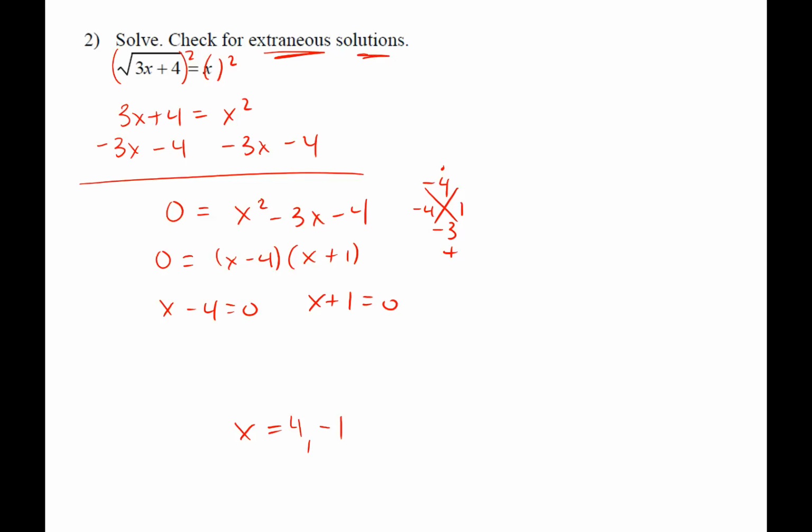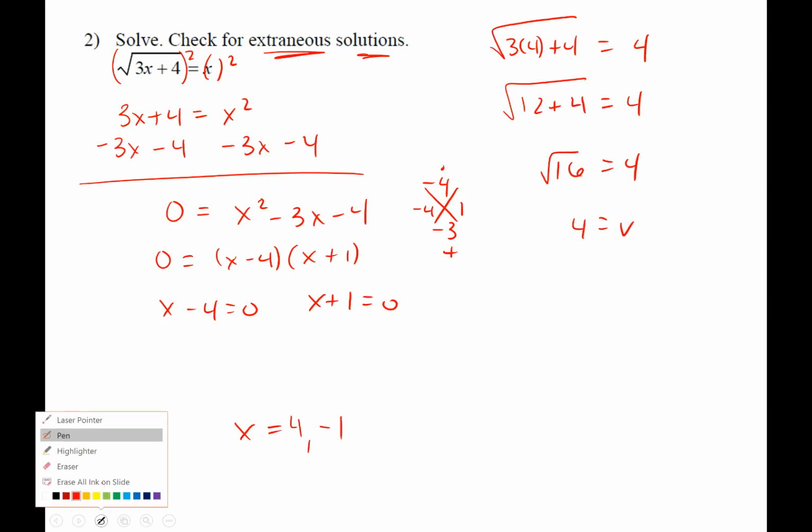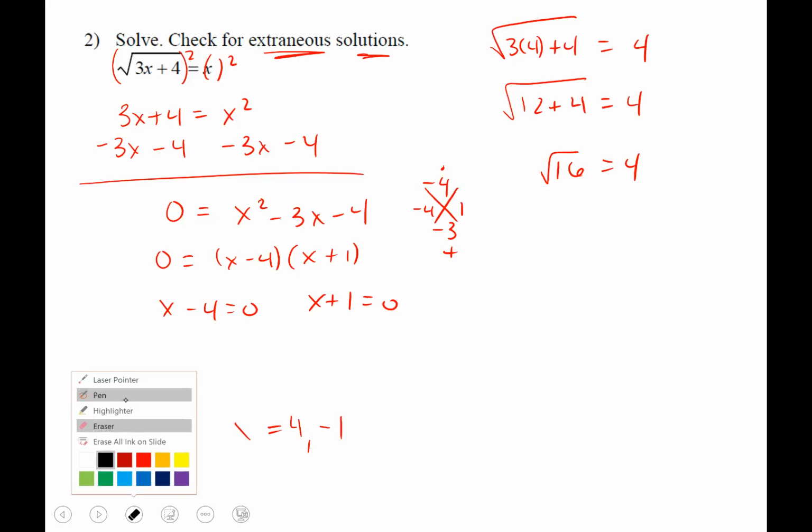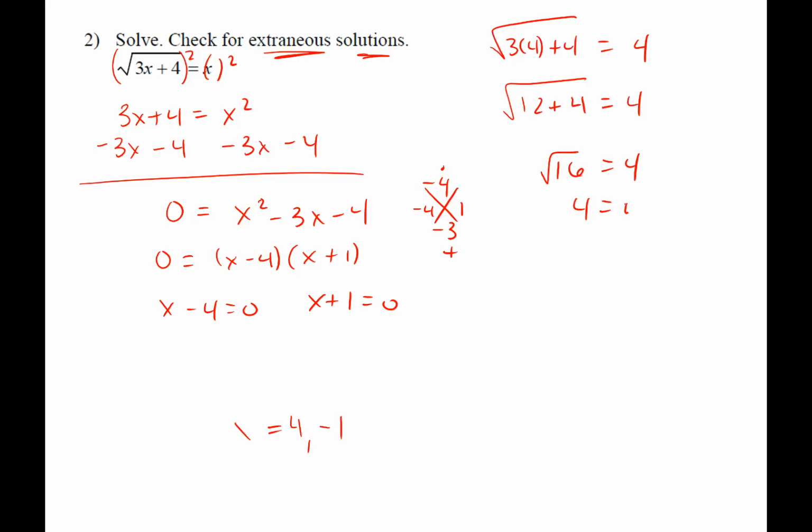So if I start with the 4, I have square root of 3 times 4 plus 4 equals 4. 3 times 4 is 12 plus 4. Then I have equals 4. I get square root of 16 equals 4. And 4 equals, oopsie, got ahead of myself there. And 4 equals 4. Good.